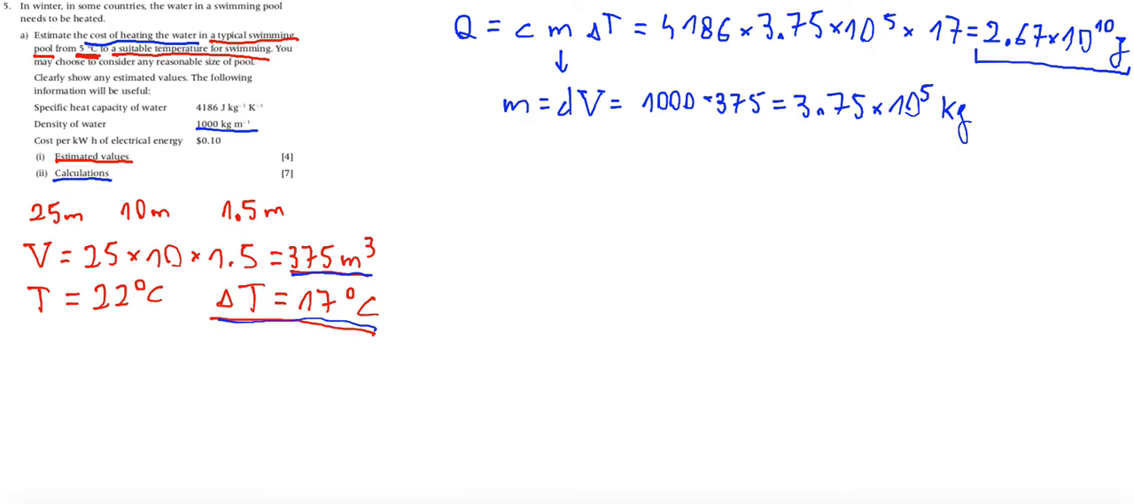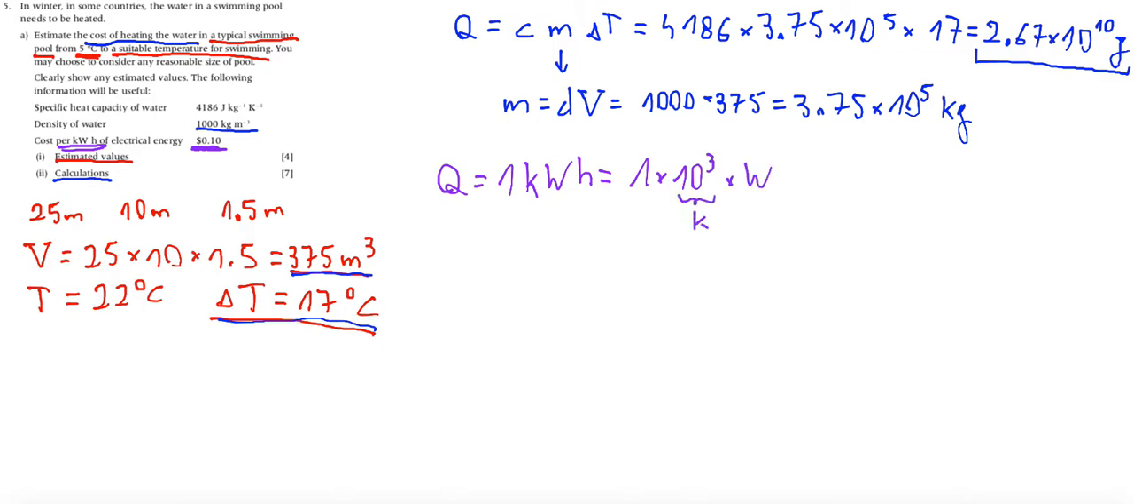Okay. So next we know that the cost of 1 kilowatt hour here is 10 American cents. So first of all, what is 1 kilowatt hour? 1 kilowatt hour is a unit of energy or heat. Okay, and it corresponds with 1 kilo, which is 10 to the power of 3.